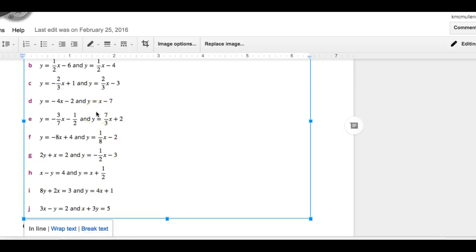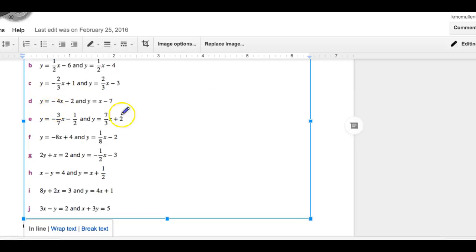All right, let's have a look at question D. So the gradient of this line is -4. The gradient of this line is 1. Okay, so one's negative, one's positive, which is fine, but they're not the reciprocal of each other. So they're not perpendicular.